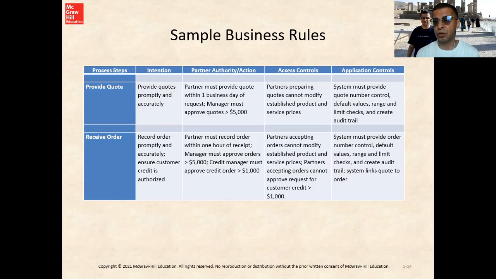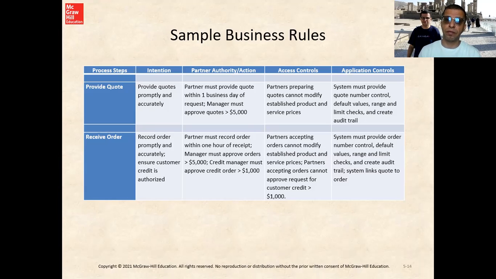Then the application controls: the system must provide quota number control. Which number is that? Which quota is that? The number for the quota. The default values: how much, 10,000, 5,000, 4,000, 3,000. The range and the limit check. They create an audit trail so we can follow who did what, who did an adjustment.